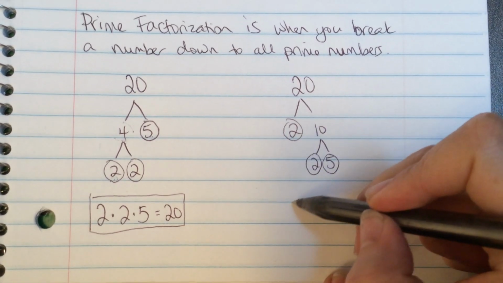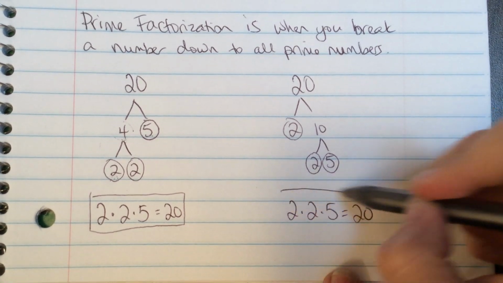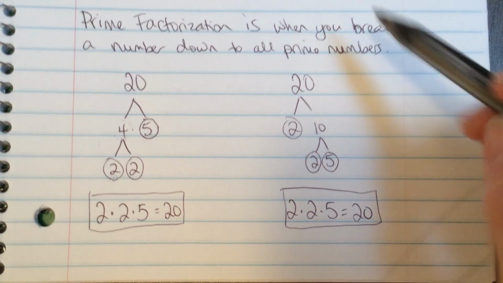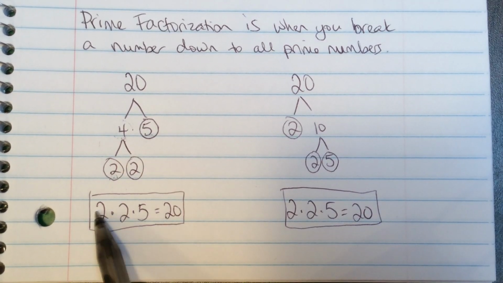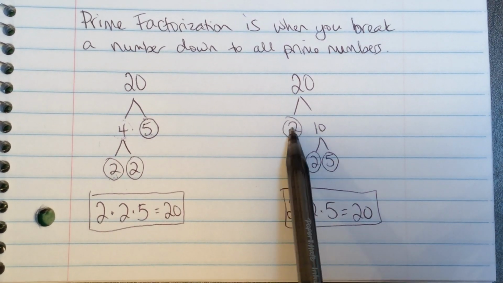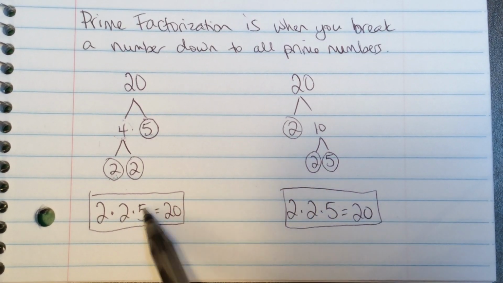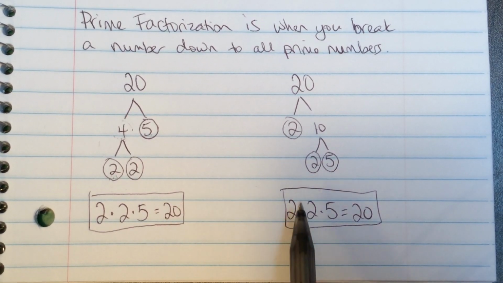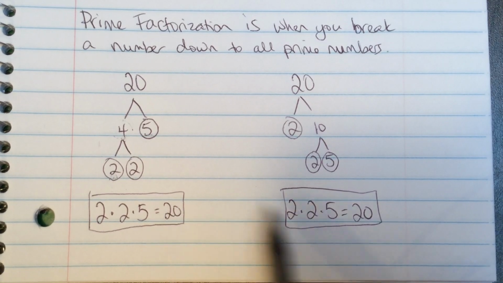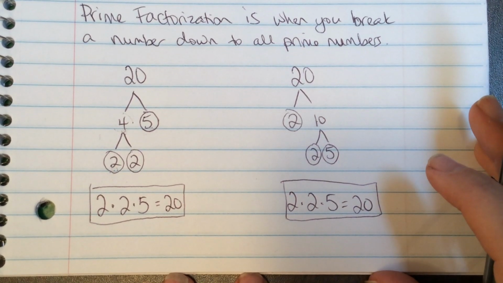So I'm going to write this one, 2 times 2 times 5 equals 20. And notice it looks exactly the same. So it does not matter what I choose. If I choose 4 times 5, I'm still going to get the same answer as if I choose 2 times 10. Because prime factorization is always going to be the same answer, no matter how you choose to break it down. Because it's going all the way down to the very end. So you will get to the same answer, no doubt about it. Okay.